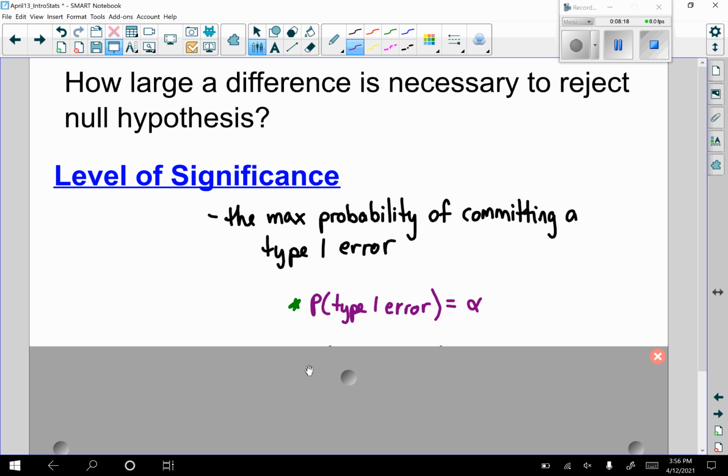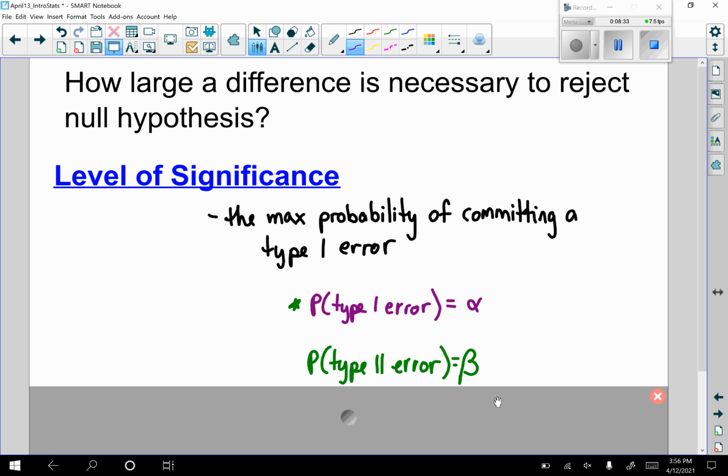If we can connect that to the graph, or a sketching of a curve for the standard normal distribution, alpha is the area that's left over. And we saw that throughout chapter 7. The probability of committing a type 2 error is beta, but we are just going to work with alpha.